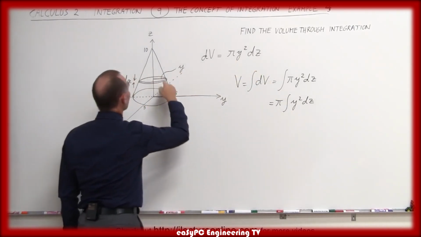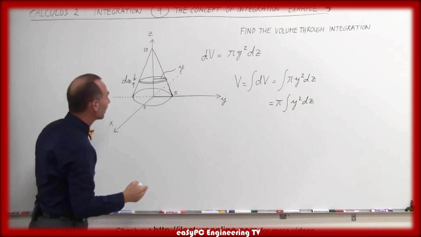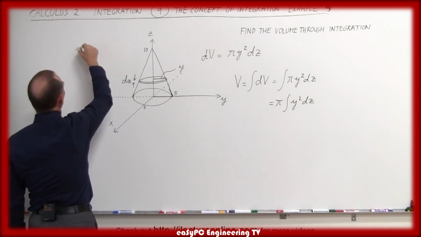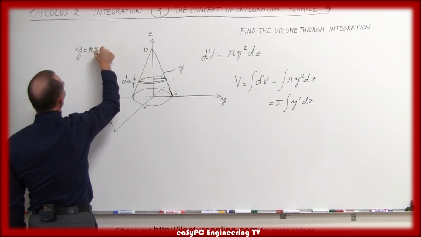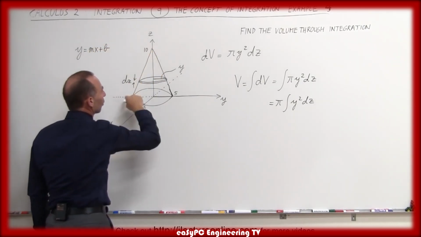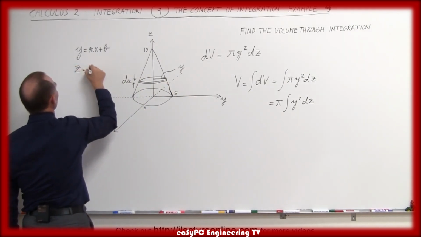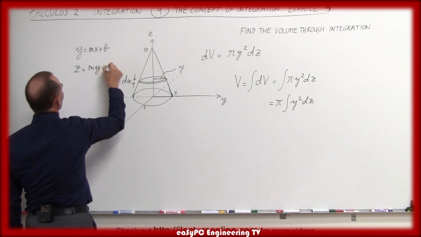So we'll go back to the edge of this cone right here, and that looks like a straight line. That reminds us of the equation y equals mx plus b. But in this case, the vertical axis is z, and the horizontal axis is y. So we'll write this as z is equal to my plus b.